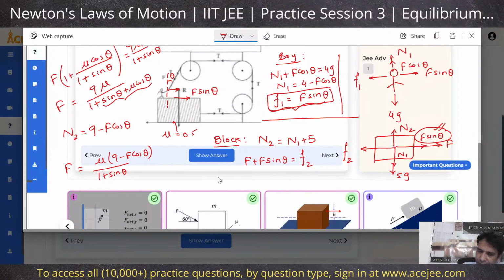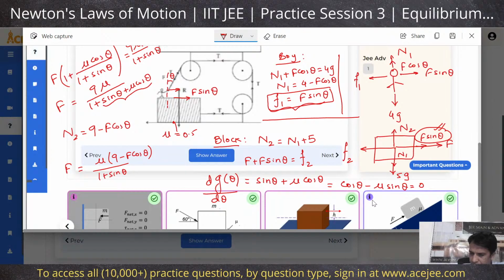The sine theta. So I have an expression, let me call it G. G of theta is sine theta plus mu cos theta. So dg by d theta is equal to cos theta minus mu sine theta is equal to 0. Now, so what do we have? Let me also figure out the d2g by d theta 2.